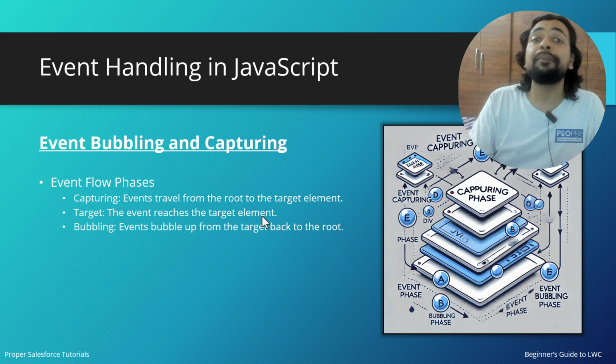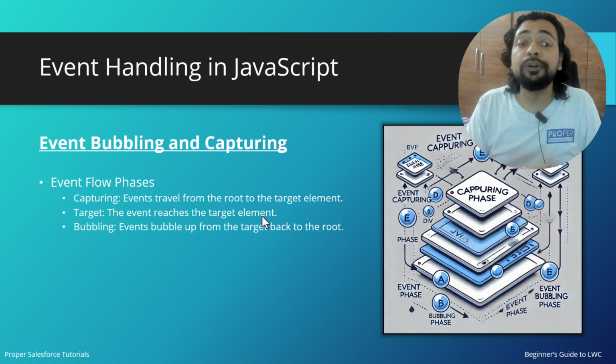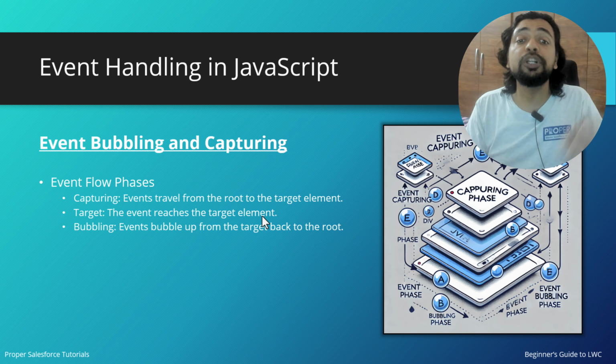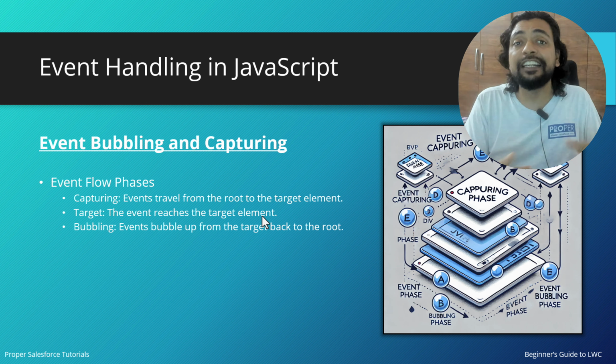Now, if I am listening with the event capturing approach, in that scenario, the event travels from the root to the target. So root is nothing but the parent, right? So the event basically travels from the parent to that specific target.